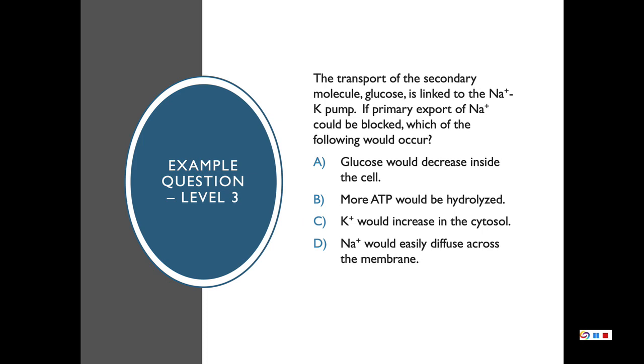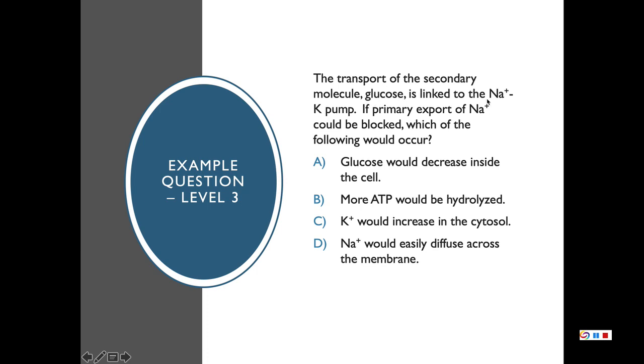Okay, and then an example level 3 question. I'm referencing secondary active transport here using the sodium and potassium pump. So the question is, the transport of the secondary molecule glucose is linked to the sodium-potassium pump. If primary export of sodium could be blocked, which of the following would occur? In this particular question, a student is going to need to know how the sodium and potassium pump work, and they're not going to be given any other reference to that. A student is going to need to know that potassium is going to be pumped into a cell and sodium is going to be pumped out of the cell. And that's the primary active transport, and that's the part that's going to use ATP.